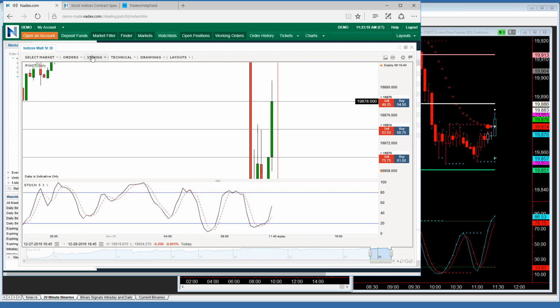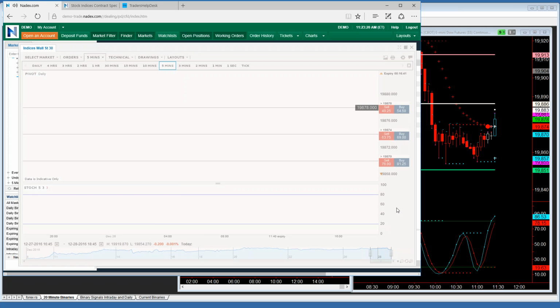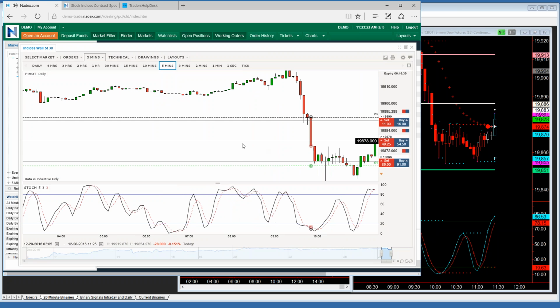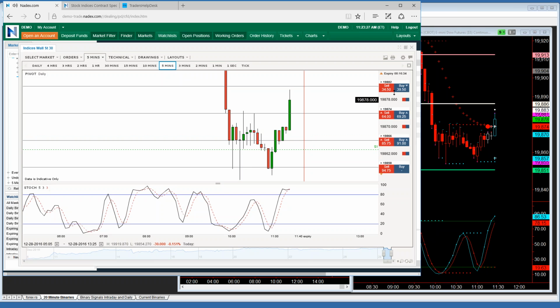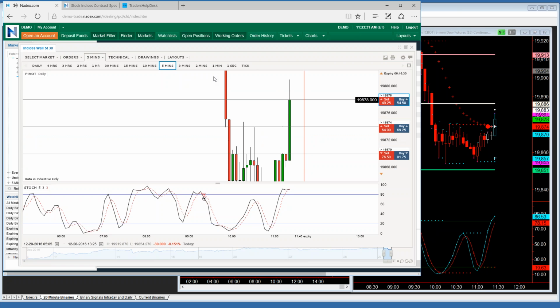Now this is a 15-minute. I'm going to go down to a 5-minute. When I go down to a 5-minute, it doesn't change your strikes. It just changes the time frame that you're looking at.